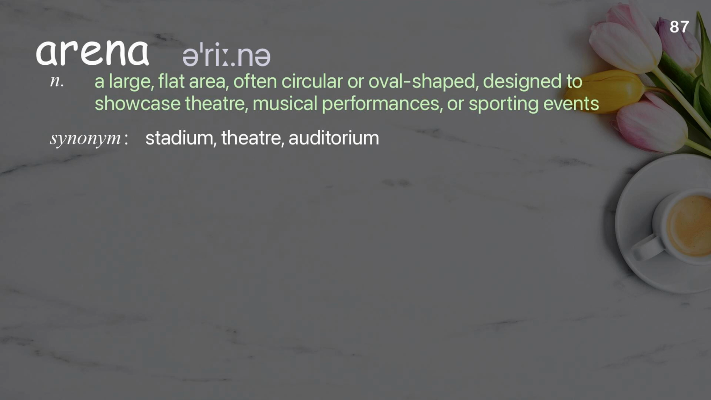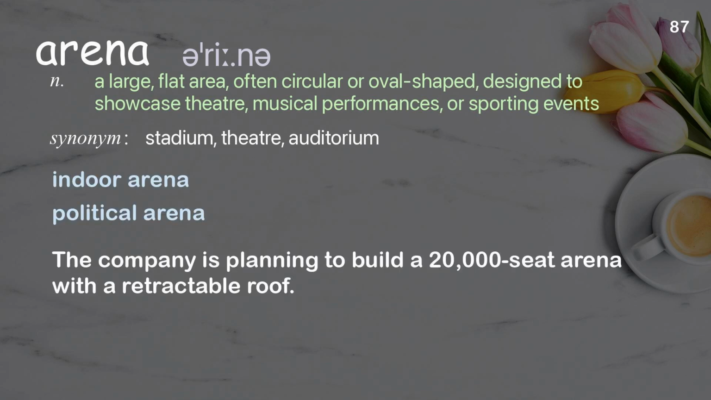Arena. A large, flat area, often circular or oval-shaped, designed to showcase theater, musical performances, or sporting events. Examples: Indoor arena. Political arena. The company is planning to build a 20,000-seat arena with a retractable roof.